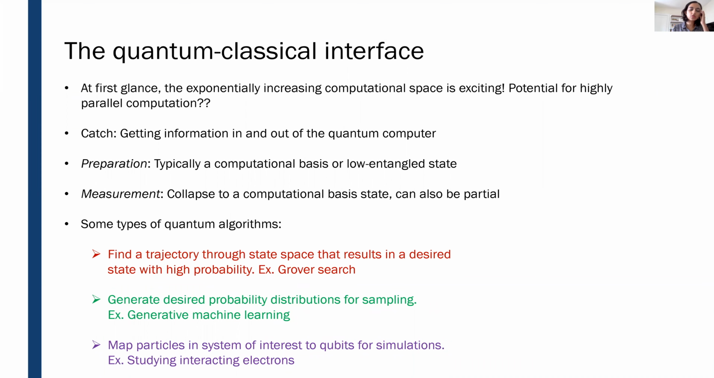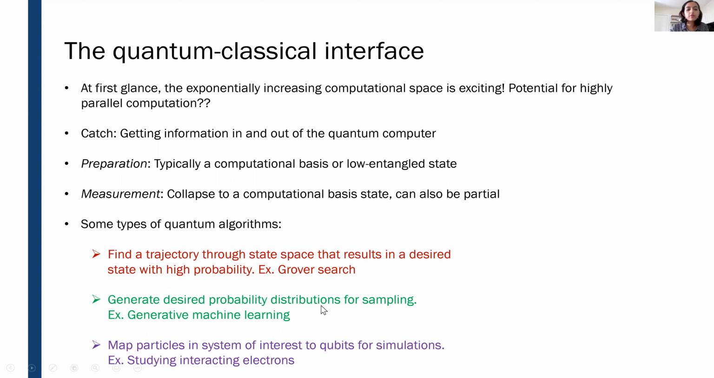So for example, you have different categories of quantum algorithms. I've listed a few here. So one type of quantum algorithm is Grover search, where you are trying to find a trajectory through this state space that results in a desired state with high probability, right? And this desired state could be, say, if you're trying to search a database, you want to find an element of interest, or if you're trying to invert a function, say you're trying to invert f(x) = y, given y, you want to find x. So you design your search algorithm to give you x with high probability.